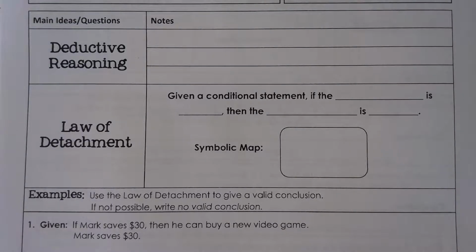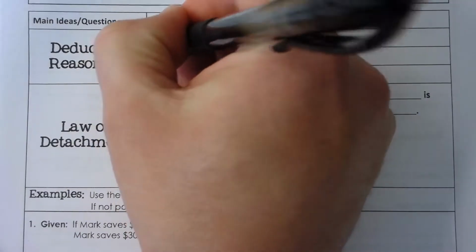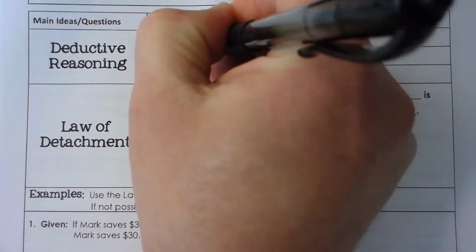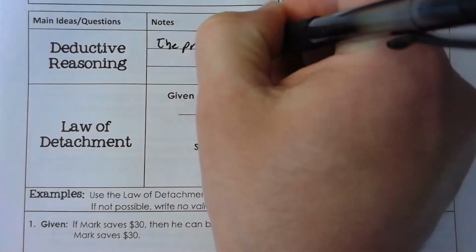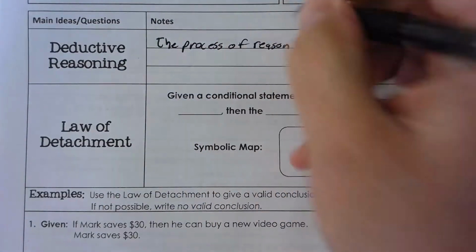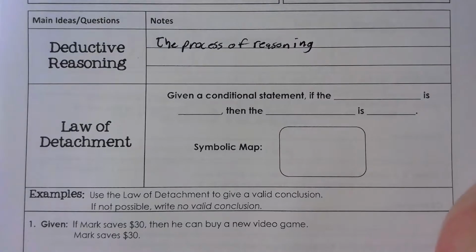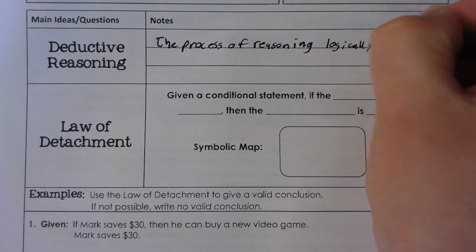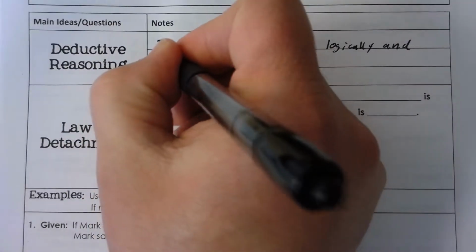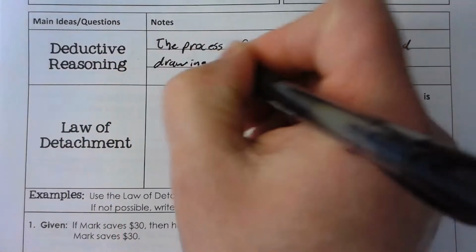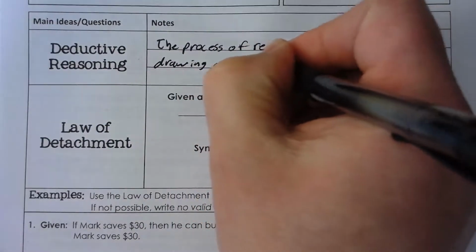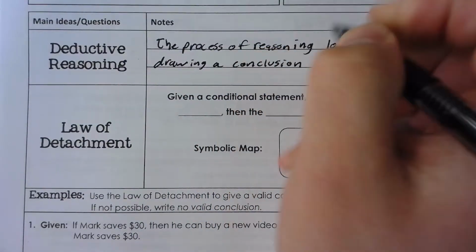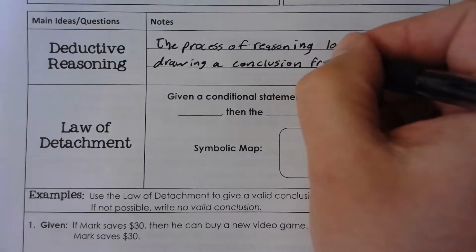Alright, so deductive reasoning. Deductive reasoning is the process of reasoning logically and drawing a conclusion from given facts and statements.